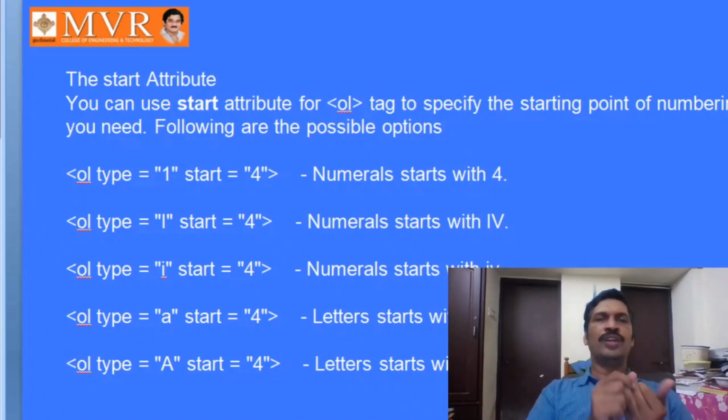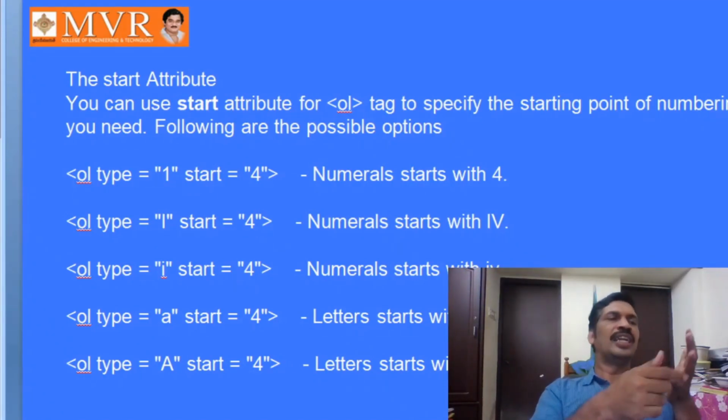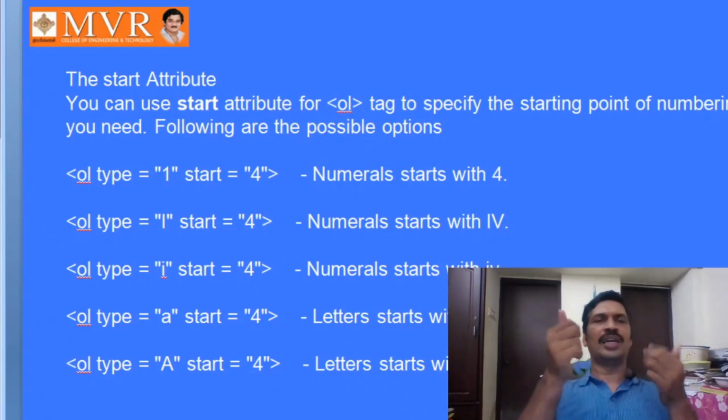Actually, if OL type equal to A, all the items start with A, B, C, D, E, F like that. I am placing another attribute also, start. Start equal to 4 means what is the fourth item? The first is A, second is B, third is C, next is D. Start equal to 4 means the items will be displayed from D onwards: D, E, F, G, H, I like that.